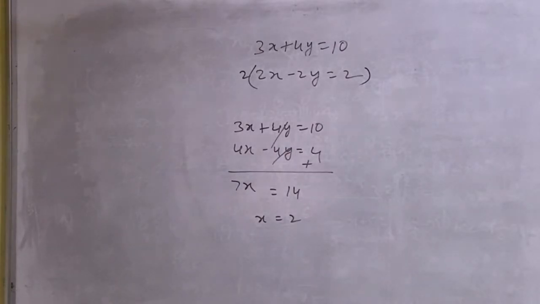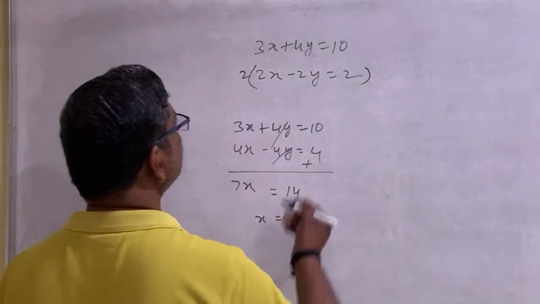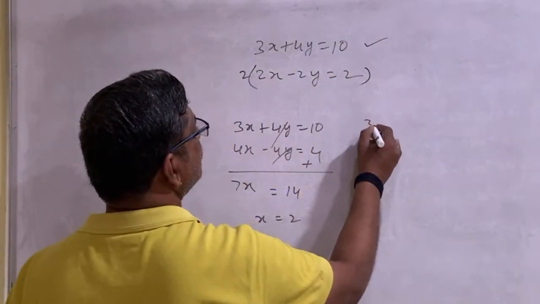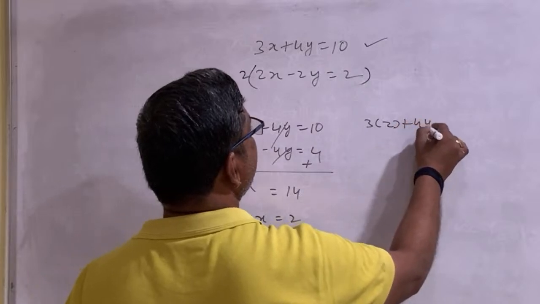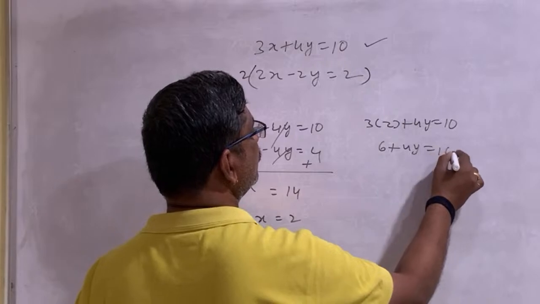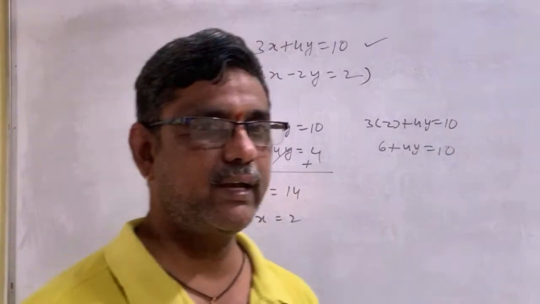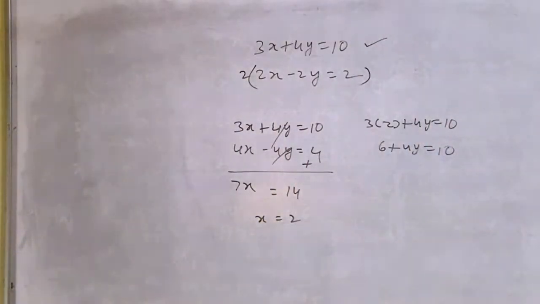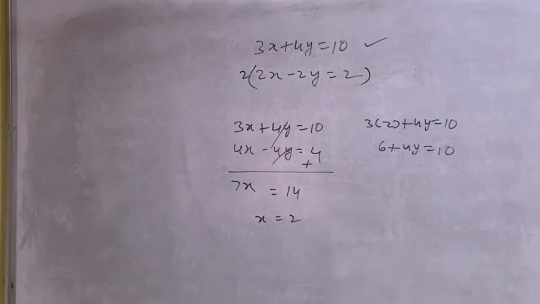Now, substitute this x value over here. 3 into 2 plus 4y is equal to 10. 6 plus 4y is equal to 10. Then what is the y value, children?